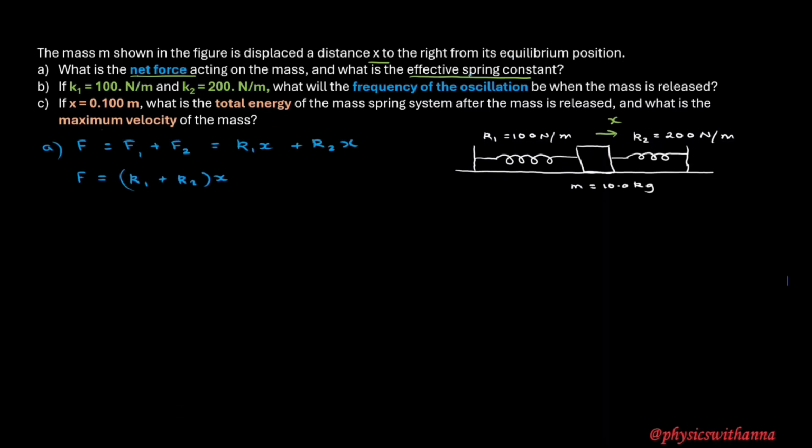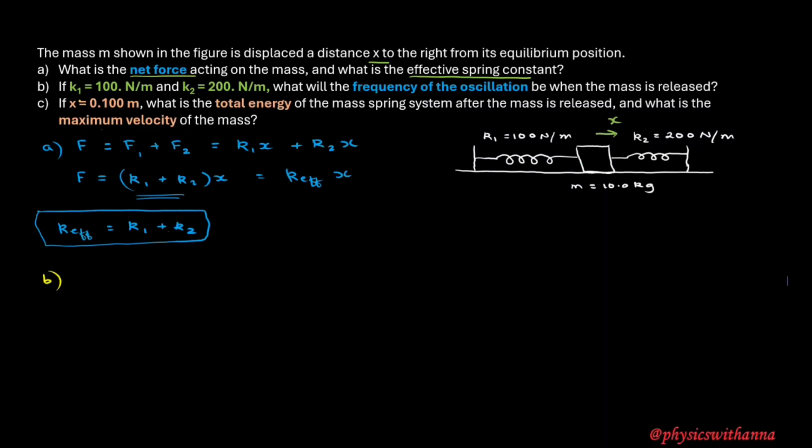They are also asking us to find the effective spring constant. This term K1 plus K2 over here is K effective. So we can also rewrite this as force equals K effective x, where K effective is equal to K1 plus K2. This is the effective spring constant. Anytime two springs or multiple springs have the same displacement because of a single mass, K effective will be just the sum of the individual spring constants.